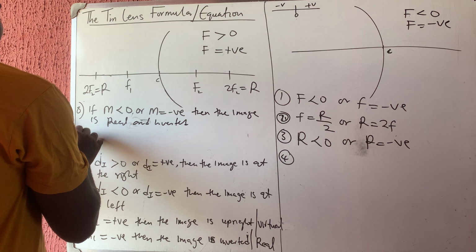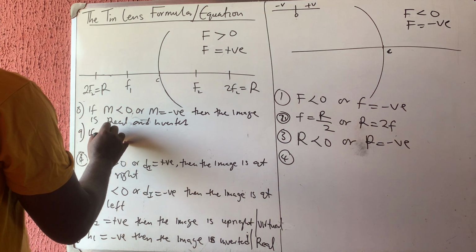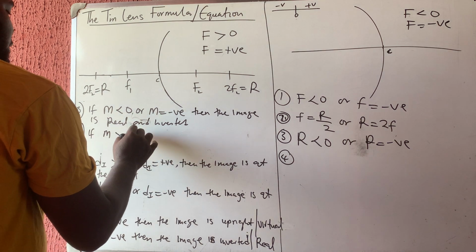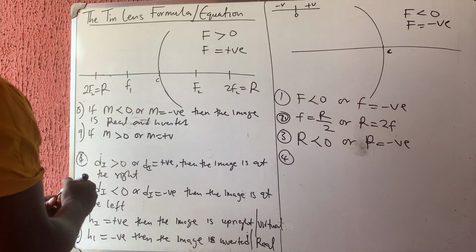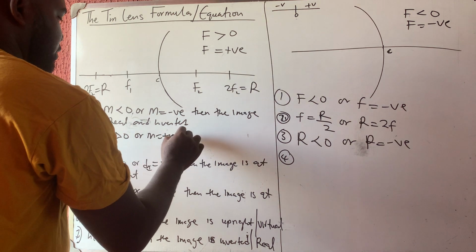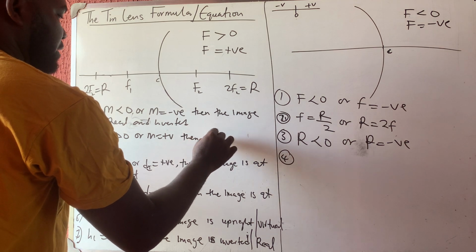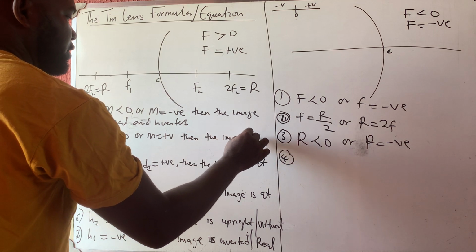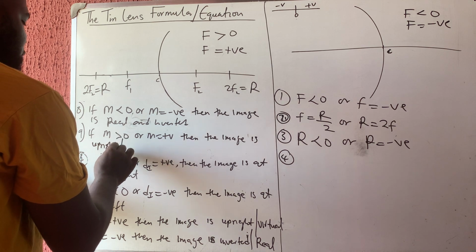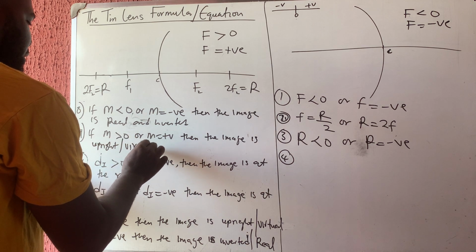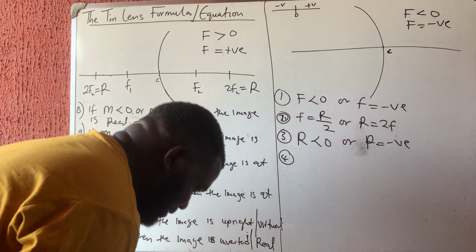Number 9. If the magnification is now positive, or you say greater than 0, which means positive, then you should know that the image is upright. And I told you that if it is upright, then it is what? Virtual. In the previous video, we have learned that already.